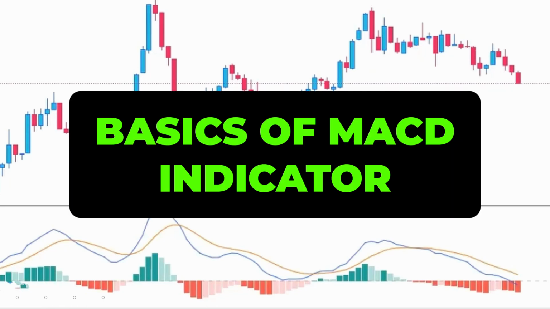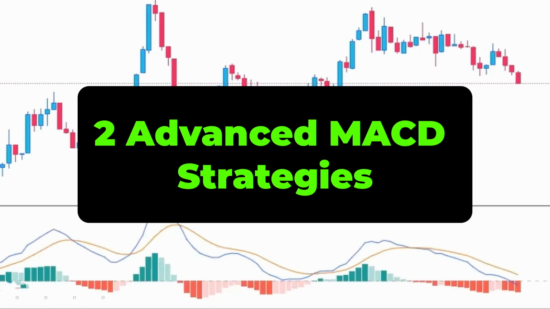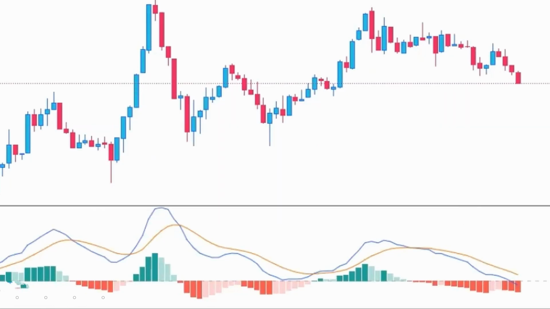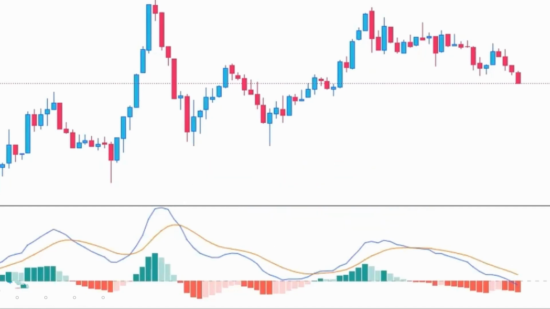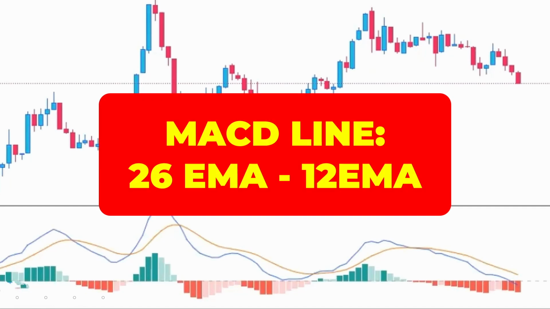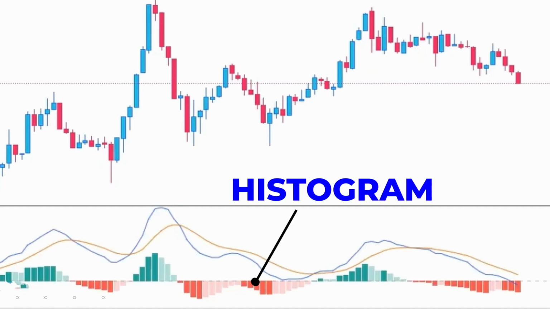Let us first begin with the basics of the MACD indicator, and after that we will share two advanced strategies. The MACD indicator consists of three things: the MACD line, the signal line, and the histogram. The MACD line is calculated by deducting the 26-period EMA from the 12-period EMA. The signal line is nothing but the 9-period EMA line, and this is called the histogram.